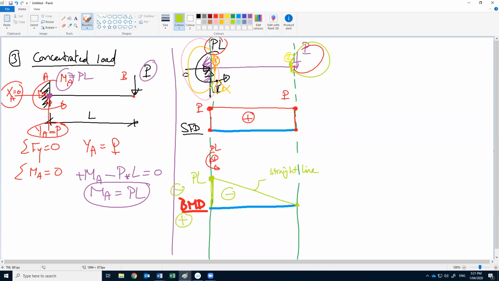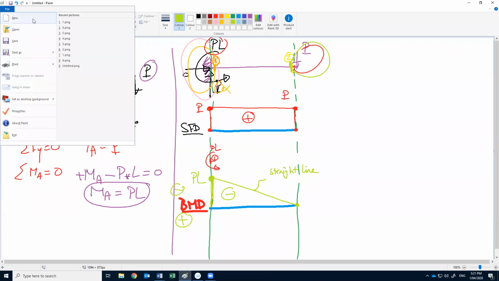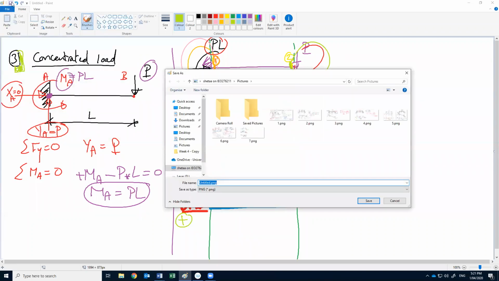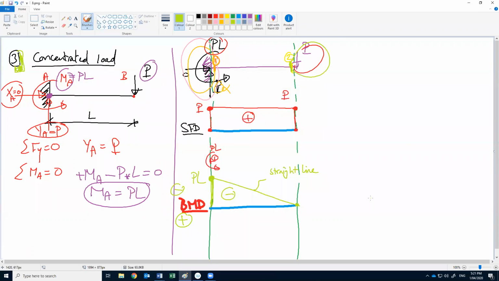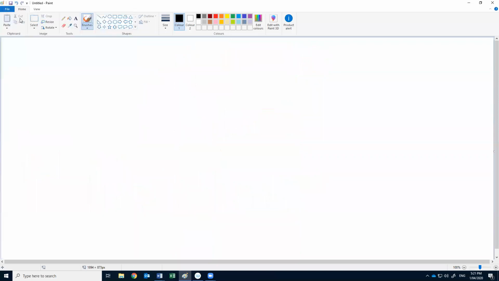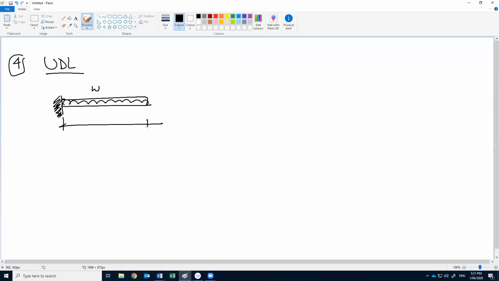Okay, so this case is for a concentrated load on a cantilever. Is it okay? Okay. Now we can shift to the case of cantilever number 4 with a uniform distributed load. If we have a cantilever with a uniform load W, and this span is L.